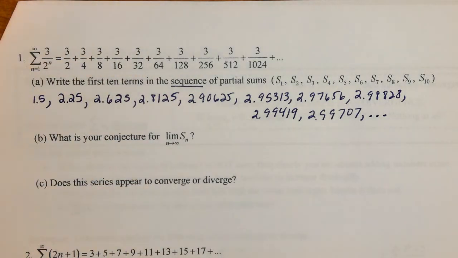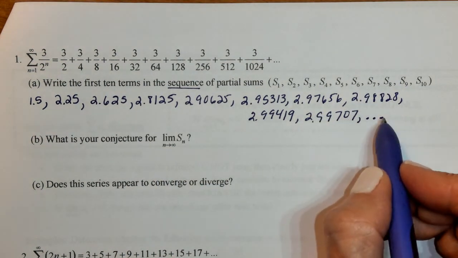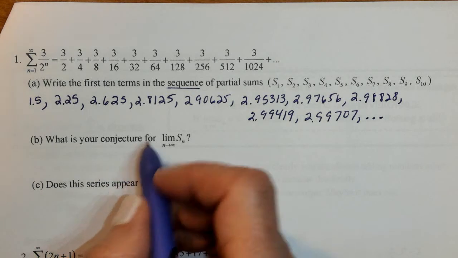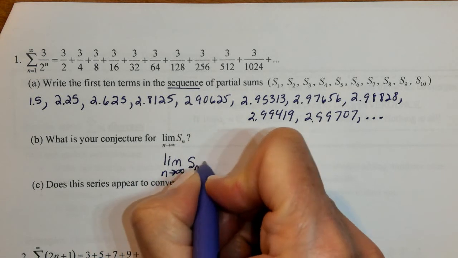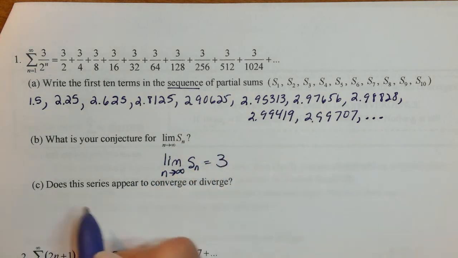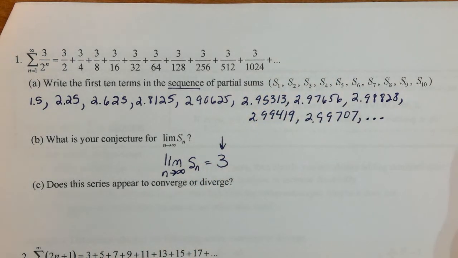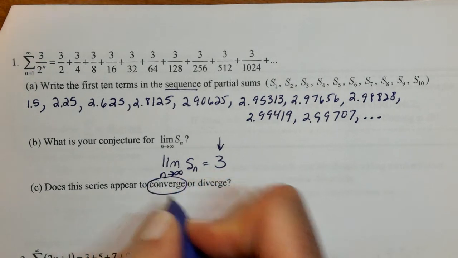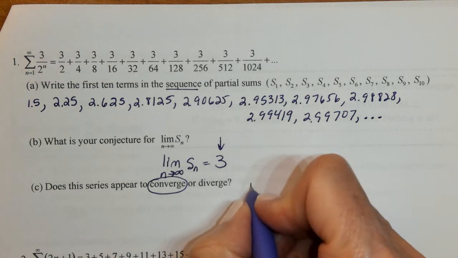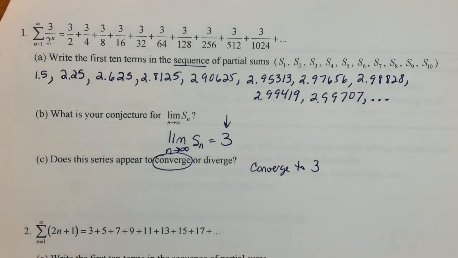Okay, so it appears that this sequence is approaching 3. So my conjecture is that this limit is 3. Does this series appear to converge or diverge? Well, if I think that the limit is 3, then this series appears to converge. And it appears to converge to 3. Okay? That's the meaning of convergence of a series.